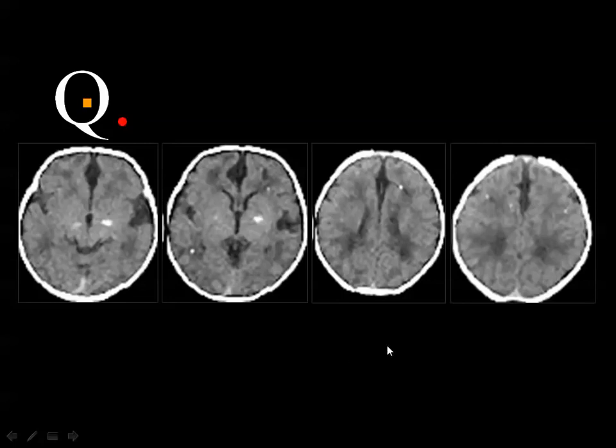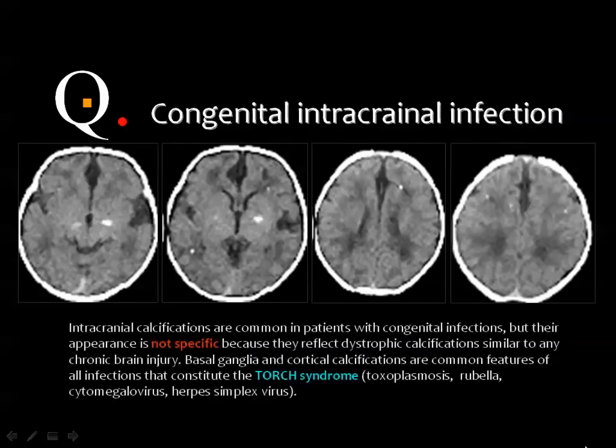And do you think that this is blood? This is calcium. It's very dense for being a blood, and this is calcium. Calcium around the ventricles is diagnostic of congenital intracranial infection, which includes the TORCH and others. TORCH stands for Toxoplasma, rubella, cytomegalovirus, and herpes simplex type 2.